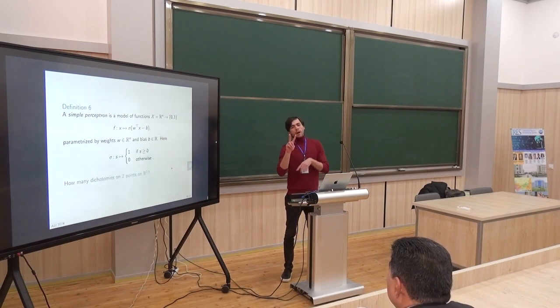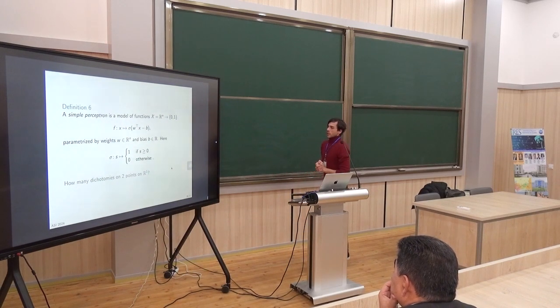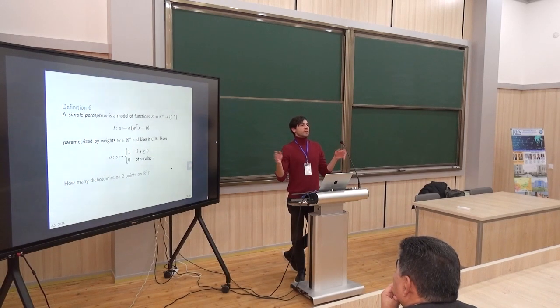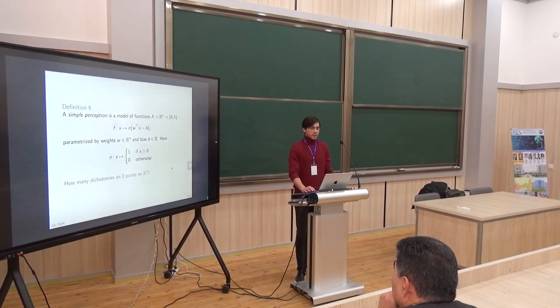So okay, 2 points in R, so we can have the linear function. So it's going to be like this, or we can put the threshold over there, or afterwards, or we can revert it. So we can get actually 4 different dichotomies. Both points are classified as 0, both are classified as 1, 0, 1, 1, 0.